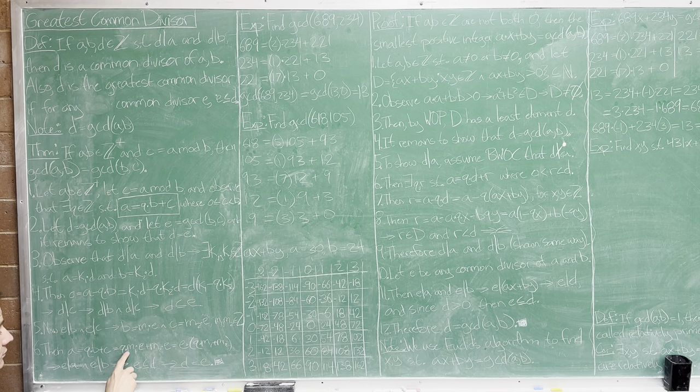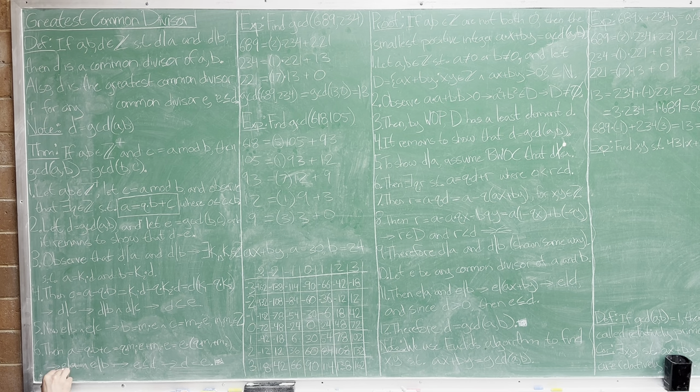Substituting out the B, B is M1 times E, so we get Q times M1 times E plus, substituting out the C, we get M2 times E. Factor the E out of both of them. Or in other words, A is equal to E times some integer, so E divides A. So now I know E divides A, and I know E divides B.